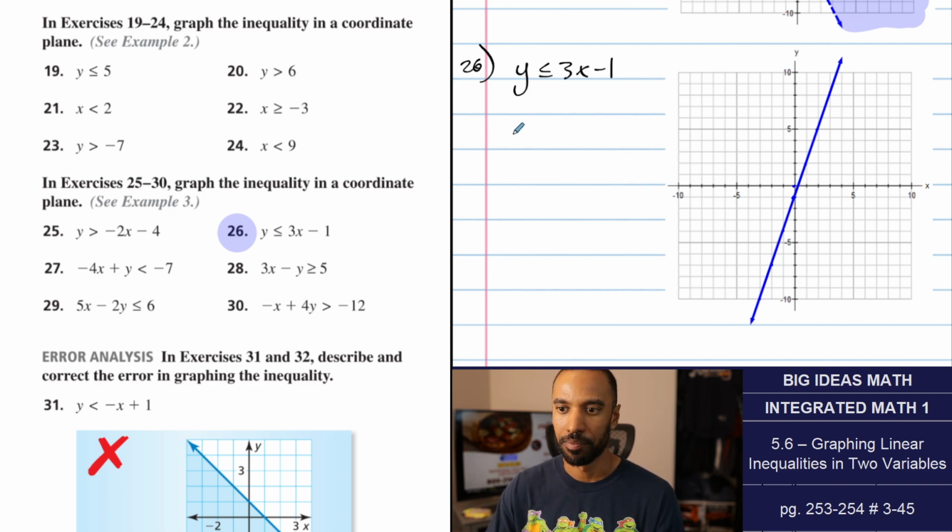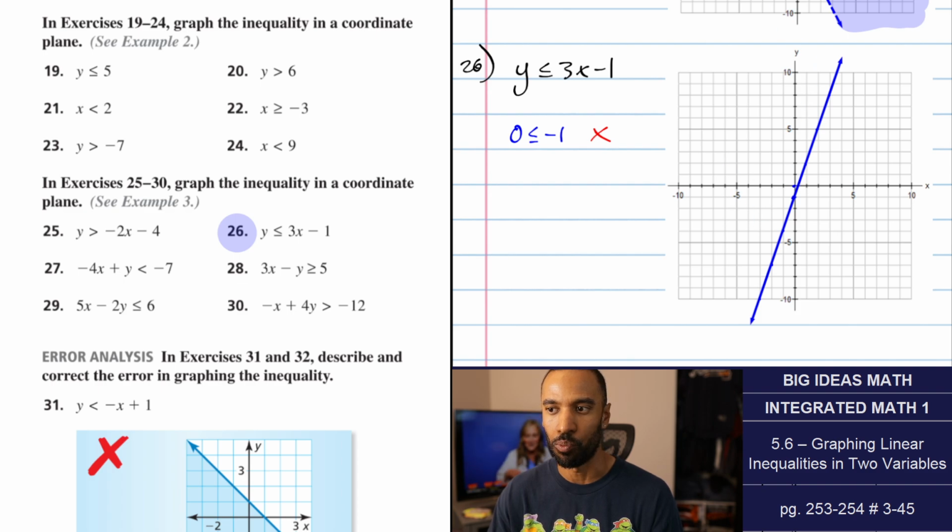Here's 0, 0 right there. Is 0 less than or equal to negative 1? No. It's very close to it, and that's why the point's very close to it. But any point on this side will not work. Only points on the other side will work.